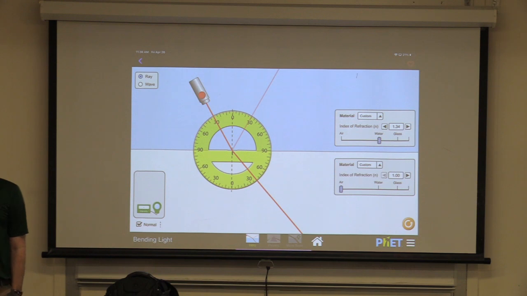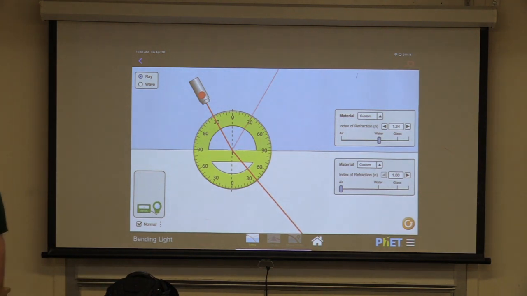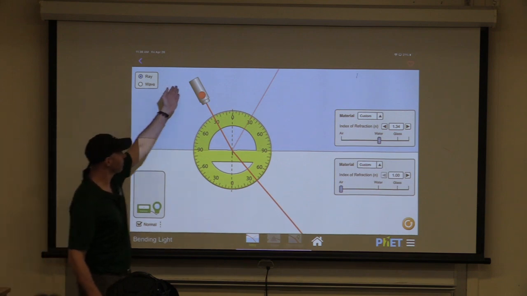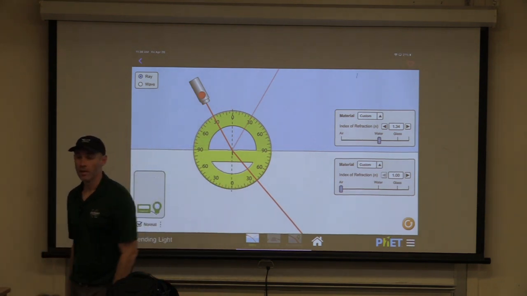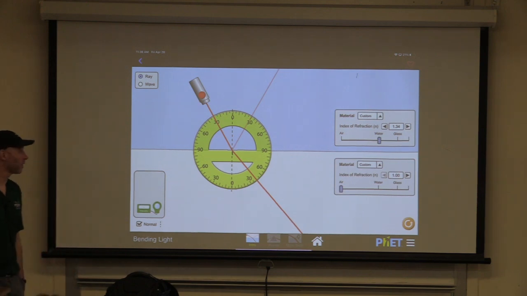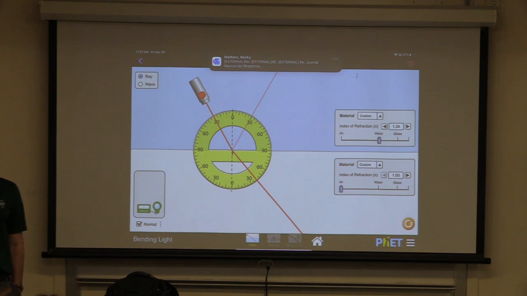Why don't we just try a couple for the practice, and then I want to show you something in this scenario where an interesting phenomenon happens. One that you actually have seen many times before, but you might not have realized what you were seeing. Okay, pick a number between 1 and 90 degrees. You said 36. So I'm going to shine my light ray in at 36 degrees. I'm in water, I'm going into air. What will the outgoing angle be? Find it.